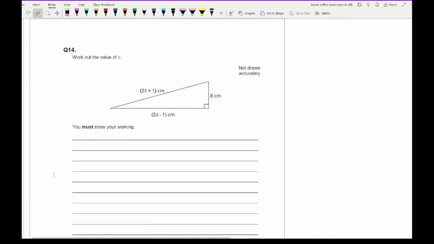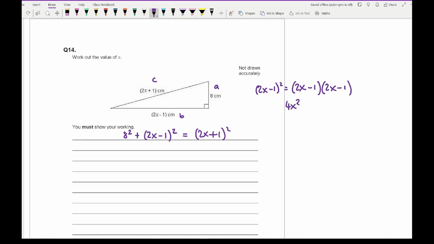Moving on to question 14, it says work out the value of x. So again, I've got to use Pythagoras again. So this is my C, this is my A, this is my B. So what I've got is I've got 8 squared plus 2x minus 1 squared equals 2x plus 1 squared. Now recognizing that 2x minus 1 squared is 2x minus 1, 2x minus 1, which expanding the brackets is going to give me 4x squared minus 4x plus 1.